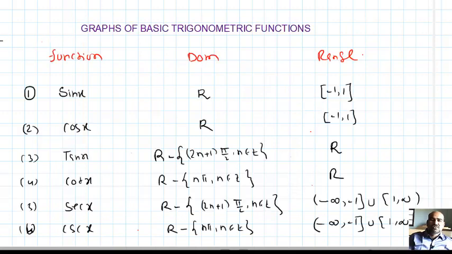Okay students, this is my final conclusion: function, domain and range. Sine function: domain is all real numbers, range is minus 1 to 1. Cos function: domain is all real numbers, range is minus 1 to 1, closed interval. Tan function, tan x: all real numbers except the angles of the form (2n plus 1) into pi by 2, where n belongs to Z. Range is all real numbers. For the cot function, this is the domain, this is the range. For the secant function, this is the domain, this is the range. For the cosecant function, this is the domain and range. You should remember this, it is important.